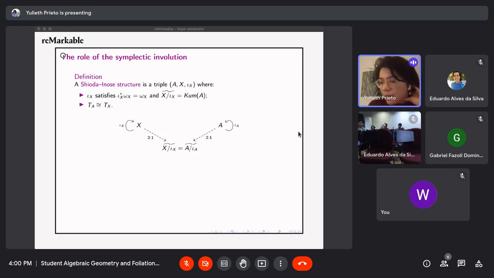And since we mentioned that we want the transcendental lattice of the Kummer surface to be isomorphic to 2 times the transcendental lattice of A, then at the level of X and A, the input, we ask that there exists a Hodge isometry between the transcendental lattice of A and of my K3 surface. So these are the conditions for a K3 surface to admit a Shioda-Inose structure.